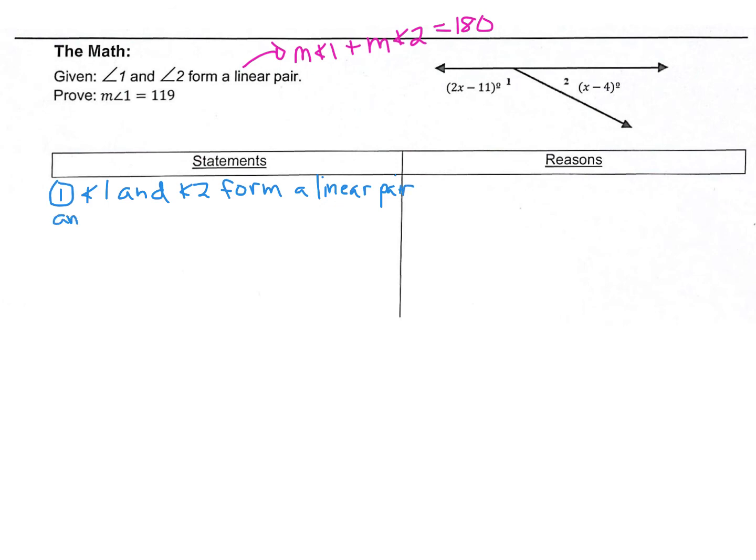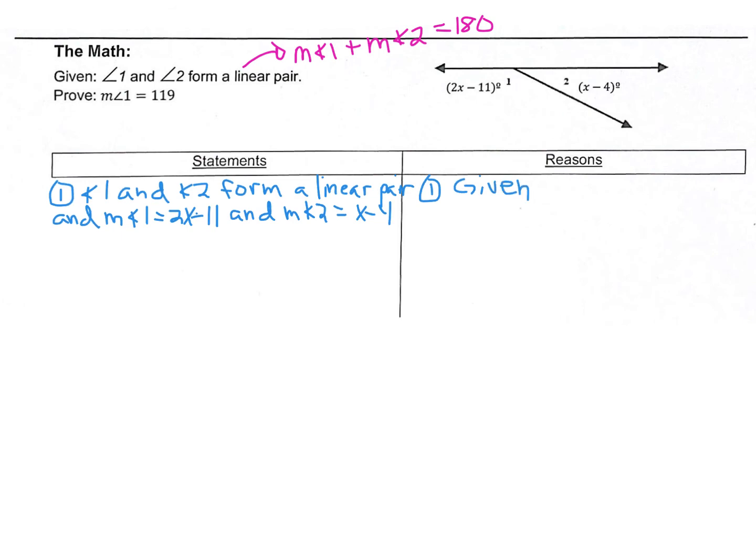And I'm going to add in the measure of angle 1 is equal to 2x minus 11, and the measure of angle 2 is equal to x minus 4. And that way we have brought in what's in the picture into our statements and we can use it in the proof. So reason 1 is given.